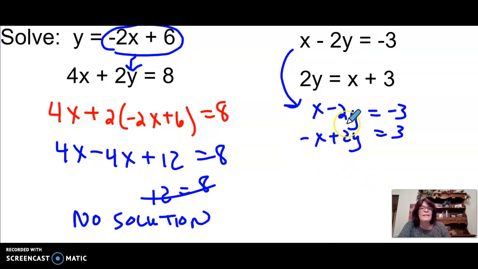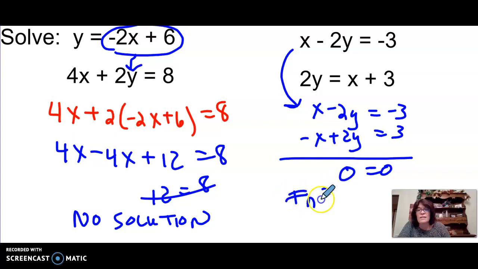Opposite thing kind of happens here. I rewrote the first expression, took the x over to the other side, and I add these. I get 0 equals 0. Well, yes, it does every day of the week. So this is infinitely many solutions.